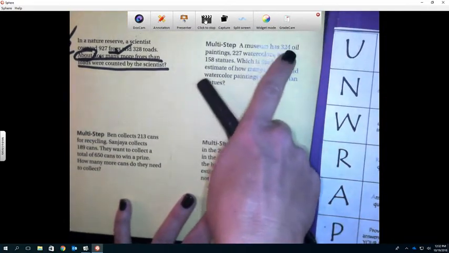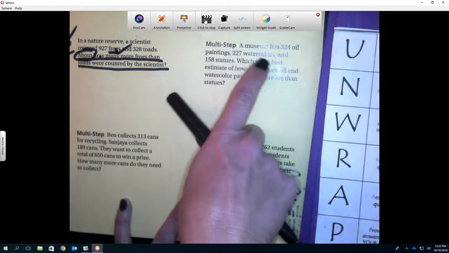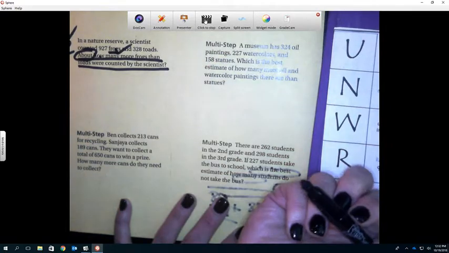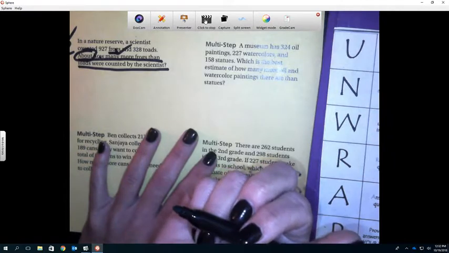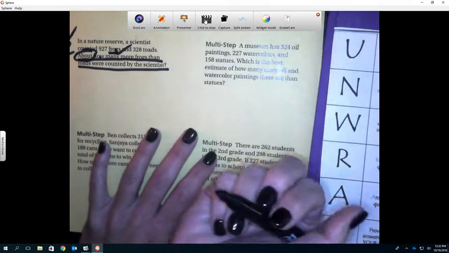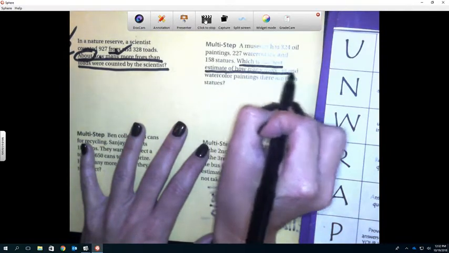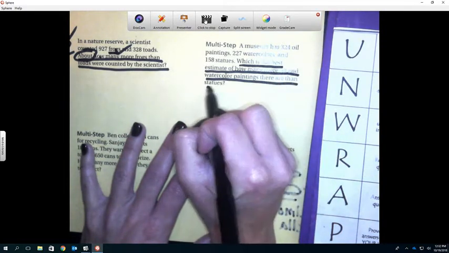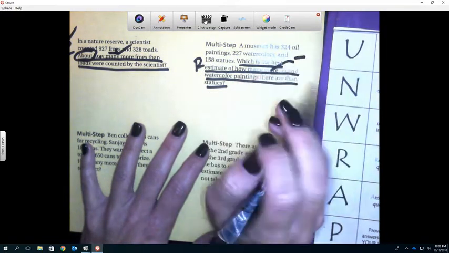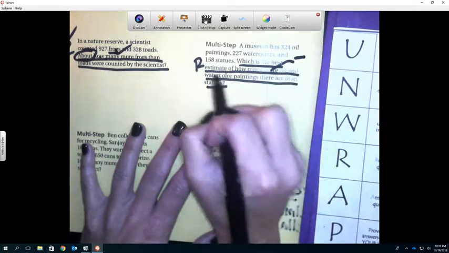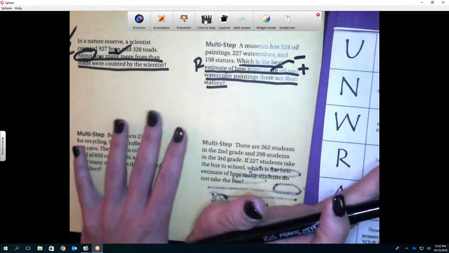The museum has 324 oil paintings, 227 watercolors, and 158 statues. Which is the best estimate of how many more oil and watercolor paintings there are than statues? So this one has a lot of things I need to do. Which is the best estimate? So I'm going to have to round of how many more. So somewhere in here I'm going to have to subtract oil and watercolor paintings. So I'm going to have to add those two.